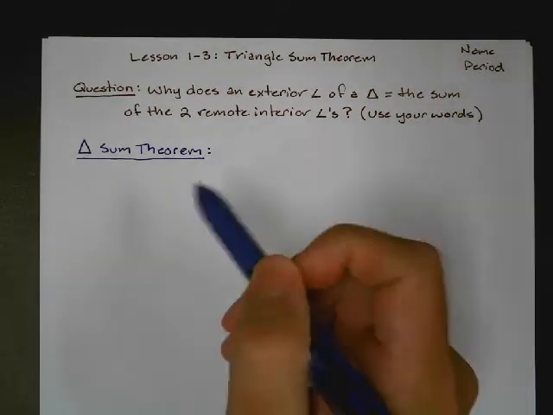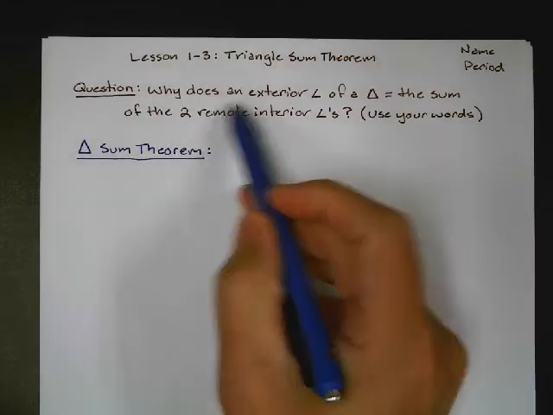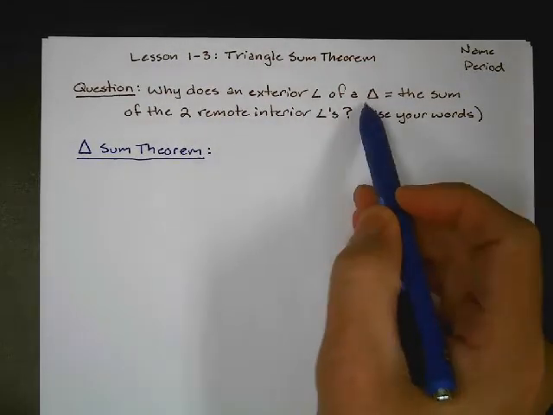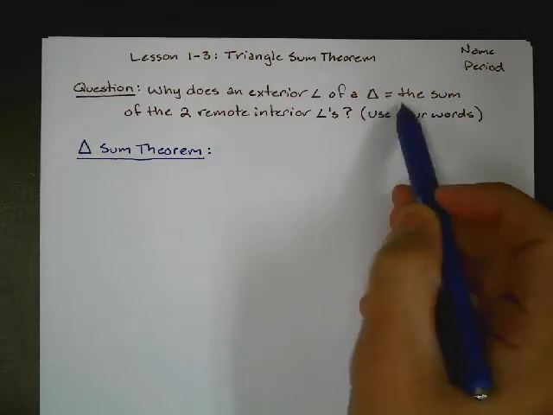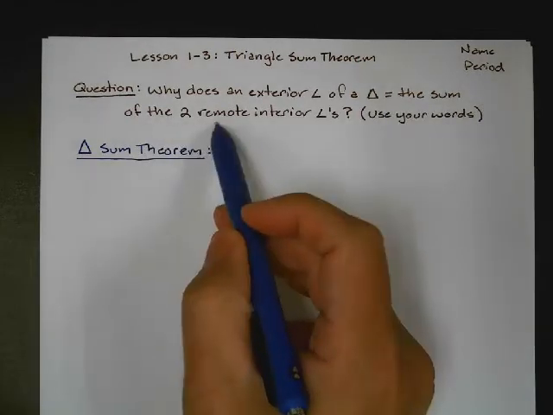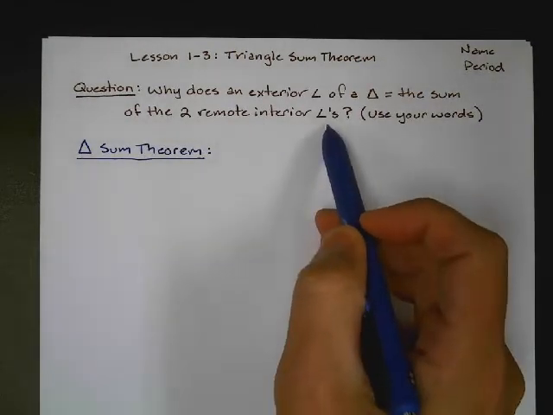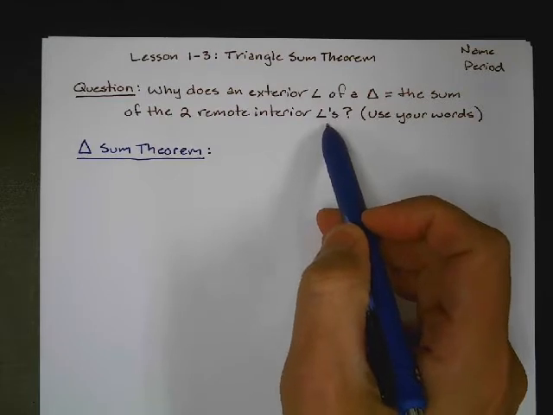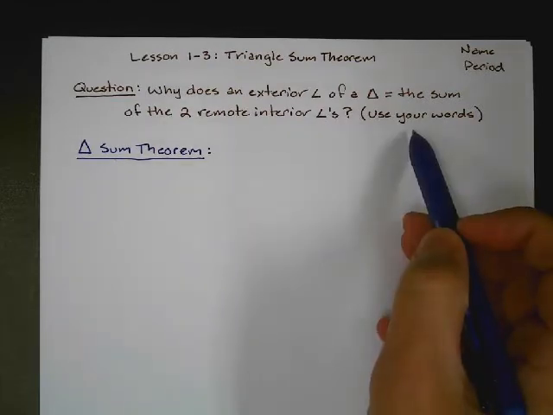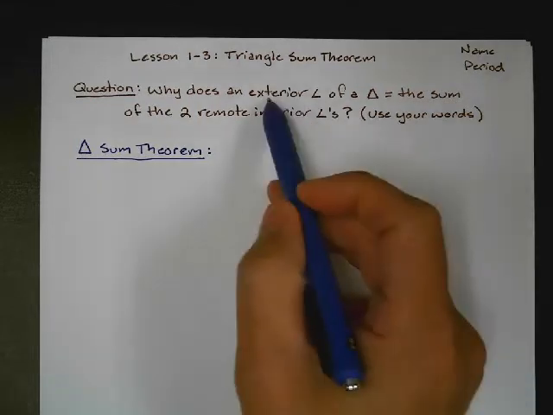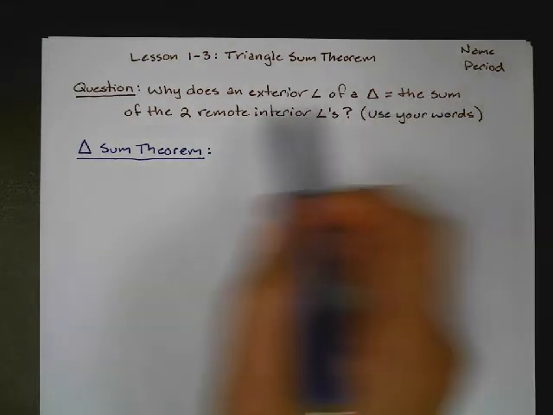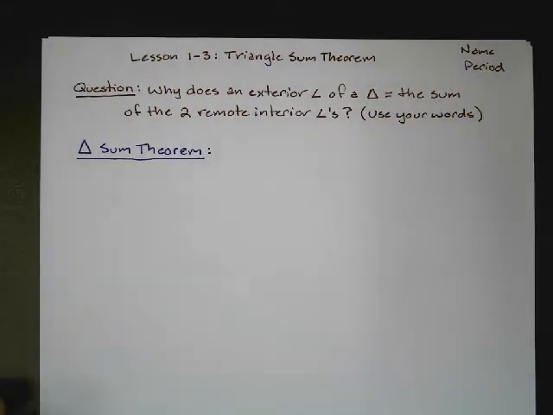So our question today is why does an exterior angle of a triangle equal the sum of the two remote interior angles? We're going to actually mathematically show that, but I want you just to explain in your own words why that's true. So why does the exterior of an angle equal the sum of the two remote interior angles? So you'll see that in a little bit when we get to exterior angles theorem.